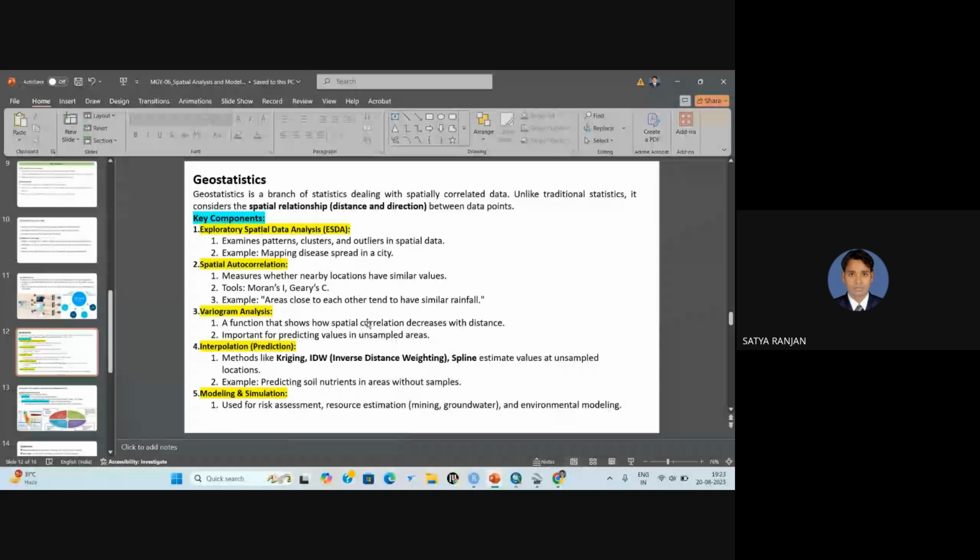Then interpolation, the prediction methods like Kriging, IDW, that is inverse distance weighting, and spline estimation, for unsampled locations, and predicting soil nutrients in an area without samples. So a lot of applications are there for interpolation, and modeling and simulations using risk assessment, resource estimation, mining, groundwater, environment, and climatic factors analysis.